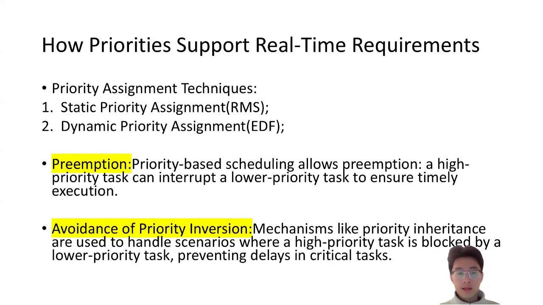And how priority supports real-time requirements. Here you can see three parts. The first one, priority assignment techniques, RMS, EDF. There are schedulings, right? And preemption, yes. And here you can see priority-based scheduling allows preemption, and the last one, avoidance of priority inversion.